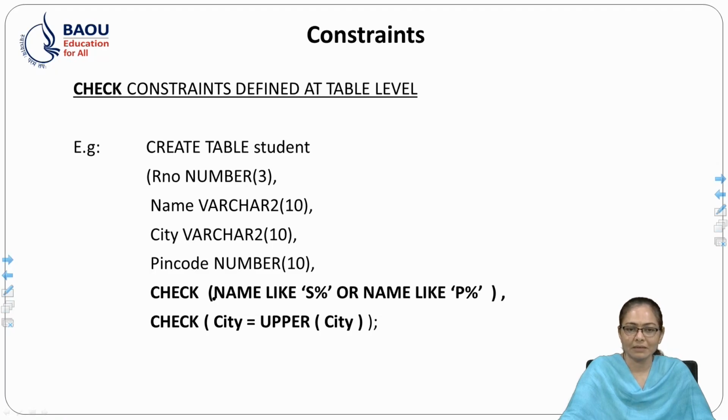Check, in the bracket, we declare the check constraint on the name column. So, name like in the bracket 'S%' or name like 'P%'. Same as we define at column level, as it is we define the check constraint at table level. Same for city, city is equal to upper in the bracket city. When we enter a data value in the city column, it converts into uppercase and is then stored in the city column.